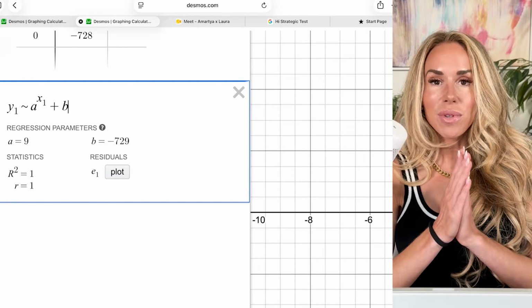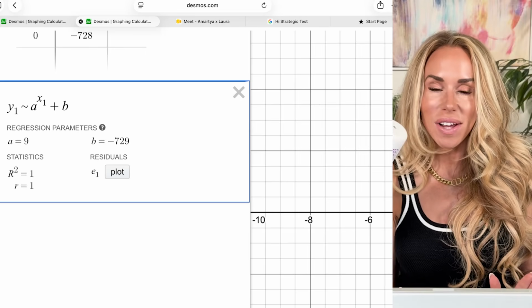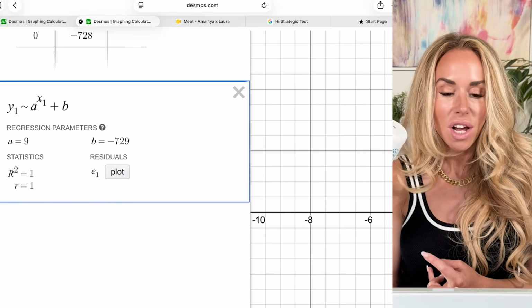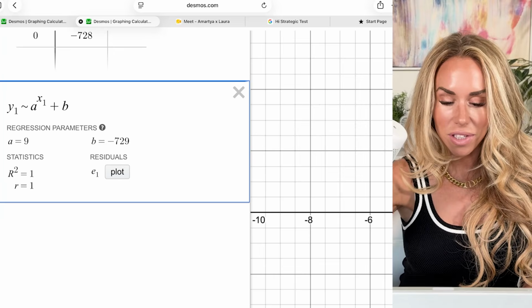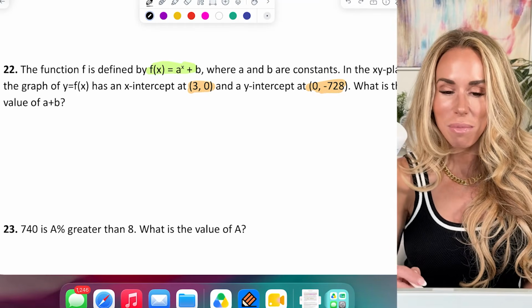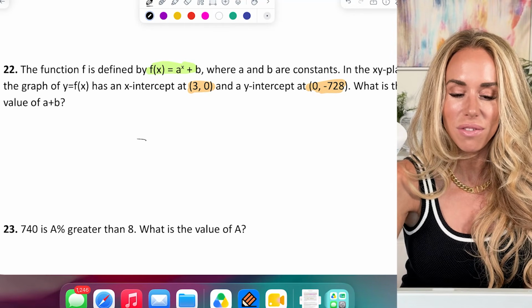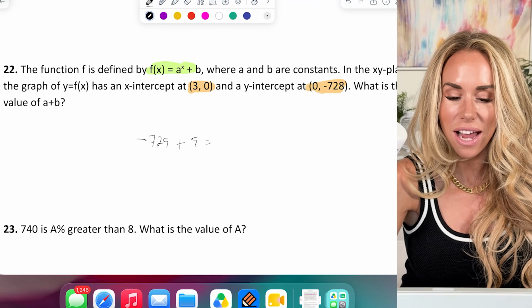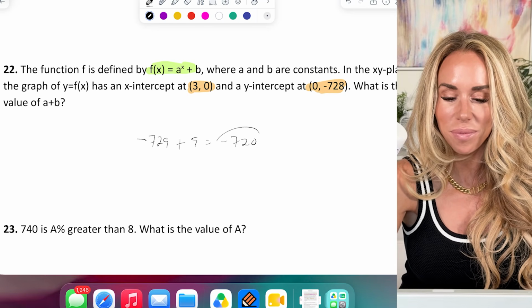As you can see, Desmos does all the heavy lifting and tells you exactly what a equals, which is 9, and b equals negative 729. So they want the value of a plus b, so we're going to do negative 729, that's b, plus 9, which is a, so we get negative 720.